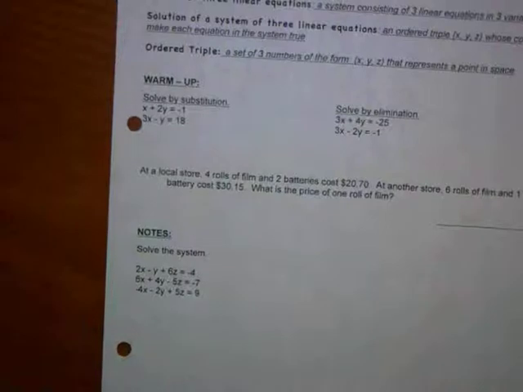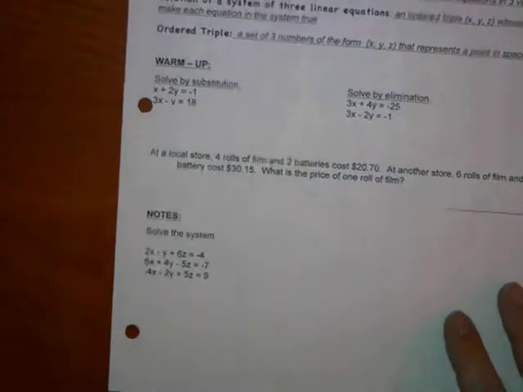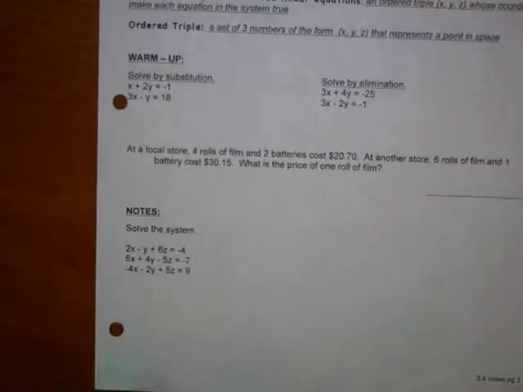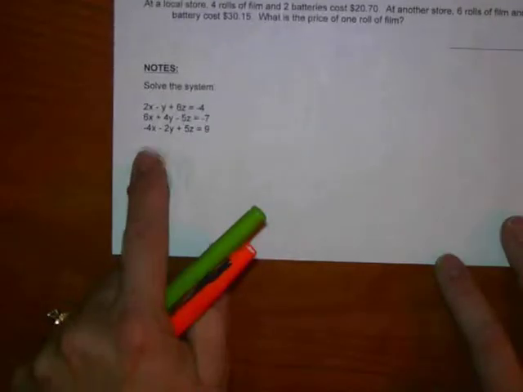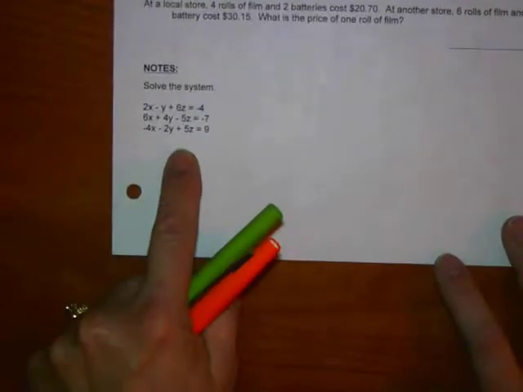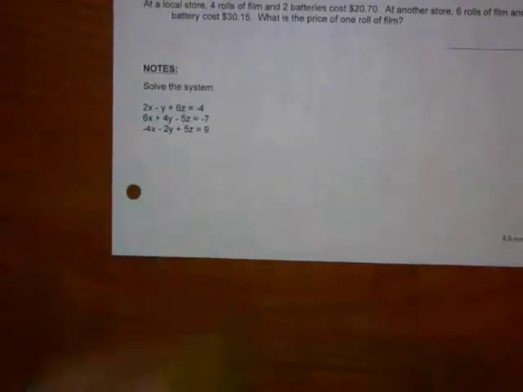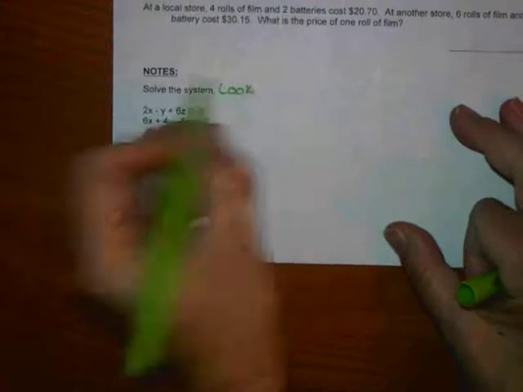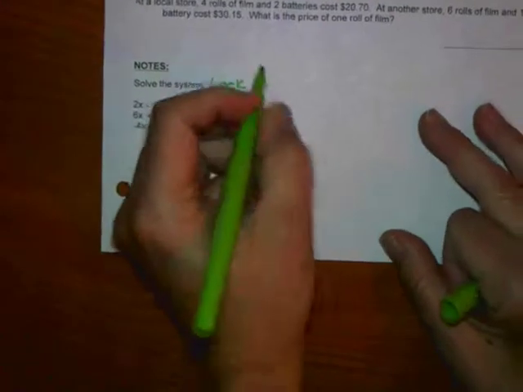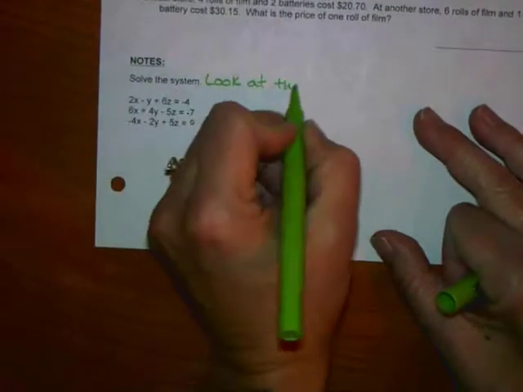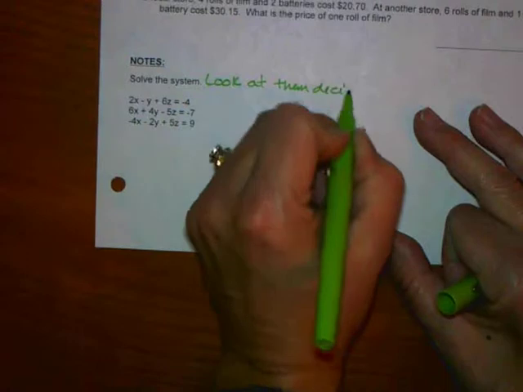Let's not do the warm-up for the sake of time today. So, again, you're going to solve for that point of intersection. So down here we have 3 equations, 3 variables. Yes? So you have to look at the equations, look at them, and decide what's the easiest to start with.